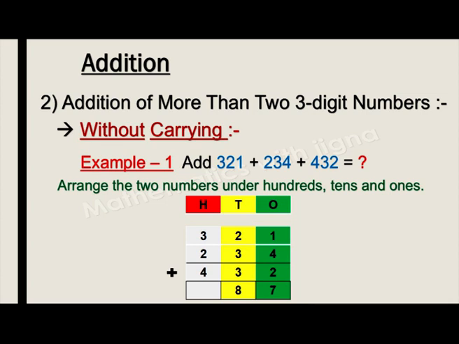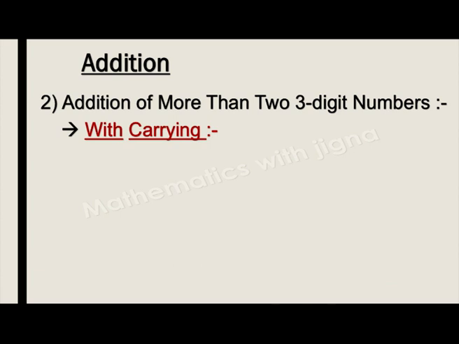And finally step 3. Add the hundreds. 3 plus 2 plus 4 is equal to 9. So write 9 in the hundreds place. So the answer of addition is 987. Hence, on adding these three different numbers, 321 plus 234 plus 432 is equal to 987.